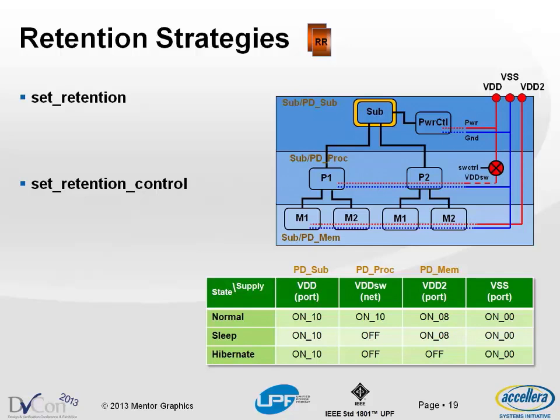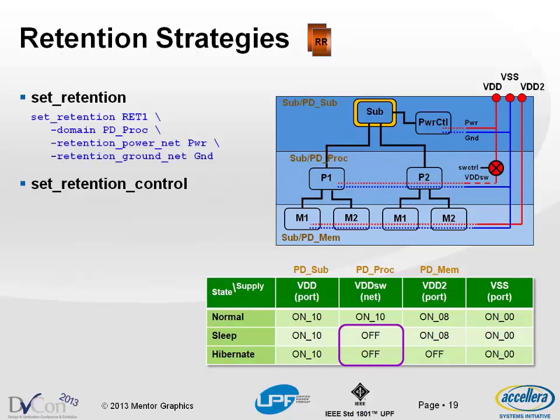So if you notice, we have PD proc, which is off in certain cases. And in those cases, we may want to save the state of the registers in that domain so that when it gets turned back on again, we can turn it on very quickly, as opposed to taking a long time to reinitialize. If we do that, we want to use the set retention command, which essentially says add retention to some or all of the state elements in this power domain. And in this case, we're adding retention registers to P1 and P2 and powering them with VDD and VSS.